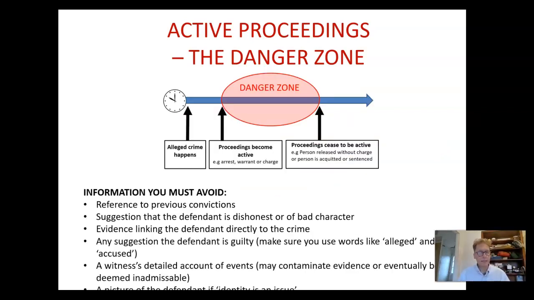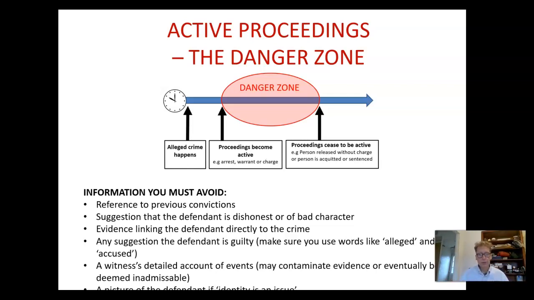The sorts of things you need to avoid talking about include previous convictions. You mustn't mention someone's previous convictions, even if you know. You shouldn't be suggesting that somebody is of bad character or dishonest. That's up to the court to decide. You shouldn't publish any evidence that directly links the defendant, the person who's been accused, to the crime.